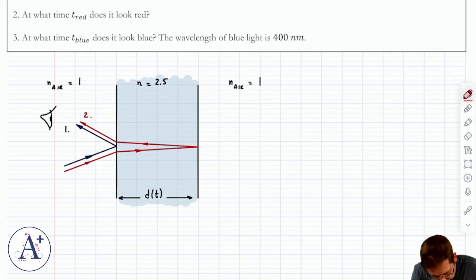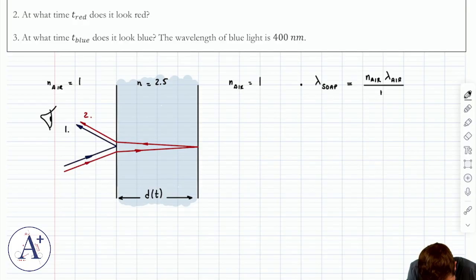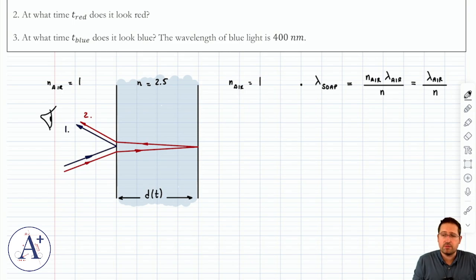Okay, and what do I know? Well, I know a few things. I know that first of all, what I care about is wavelength in the film. So lambda soap is going to be, well, it's n air, lambda air, divided by n. And since n air is 1, this is just lambda measured in air divided by n. So the 700 nanometer for red light, that's measured in air. That's what I plug in here. But I have to divide by n from the soap so that I get lambda measured in the soap.